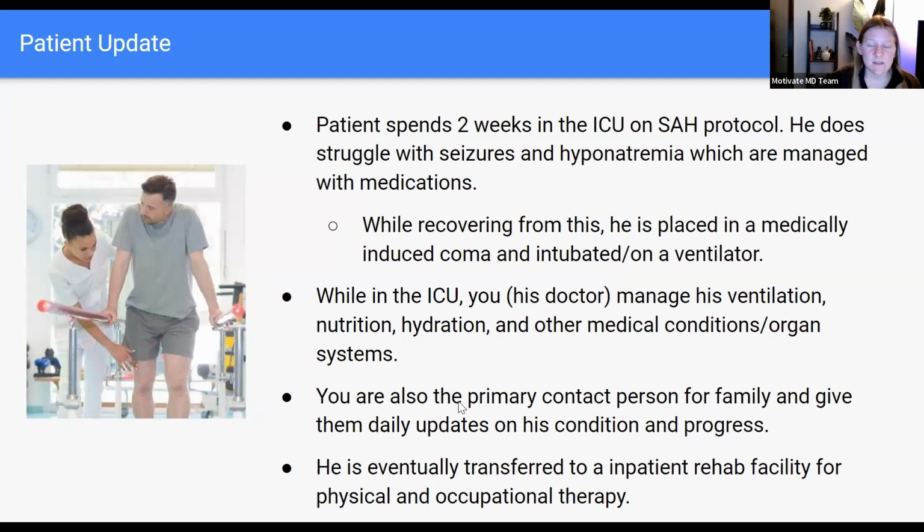And eventually he is able to be taken off of his ventilator, not in a coma anymore, and he is stable enough to be transferred to an inpatient rehab facility for physical and occupational therapy. So again, it's not uncommon that patients who have these types of brain bleeds have a lot of morbidities or disability following them, and they have to regain their strength and relearn how to do things that they may have lost in this process. So it's a pretty devastating diagnosis, but the fact that he survived it is honestly pretty good.